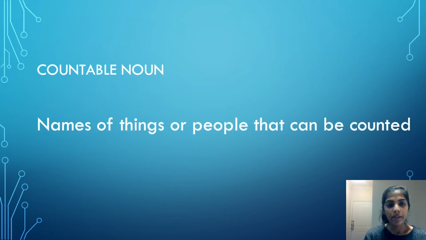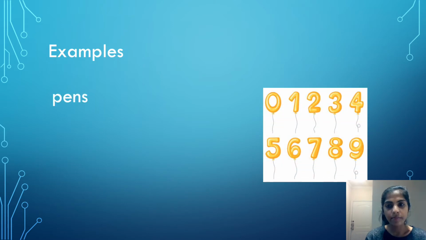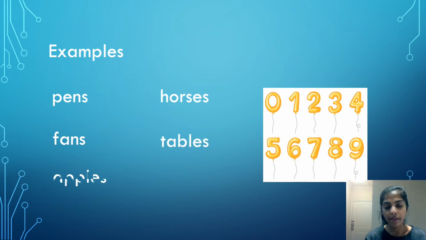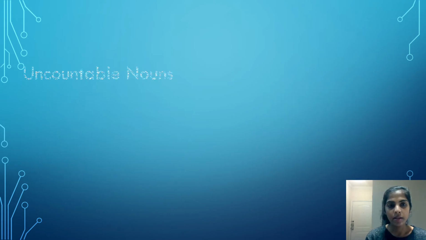Countable noun. Names of things or people that can be counted. So anything that you can assign a number to is a countable noun. Examples: pens. You can count, right? Whether there's one, two, or more than one. Horses. Again, countable. Fans. Countable. Tables. You can assign a number again. Apples. Yes, you can say whether there's one or many. Notebooks. You can say whether there's one, two, or many.